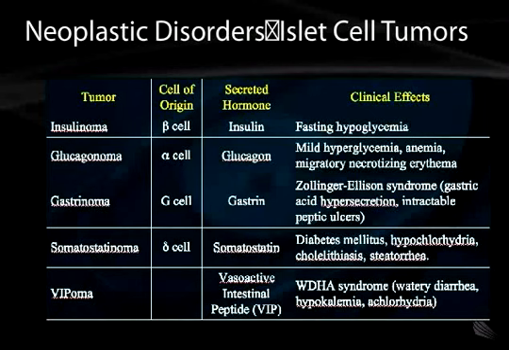Insulinomas result in unregulated production of insulin, which results in fasting hypoglycemia. Gastrinomas secrete gastrin in an unregulated fashion, resulting in hypersecretion of acid and ulcers. Vipoma can result in a watery diarrhea, hypokalemia, and achlorhydria.